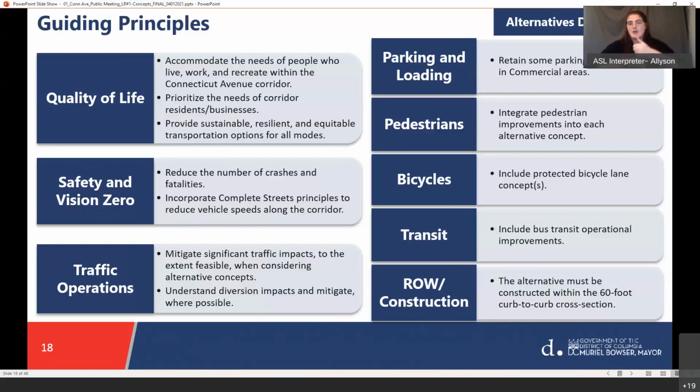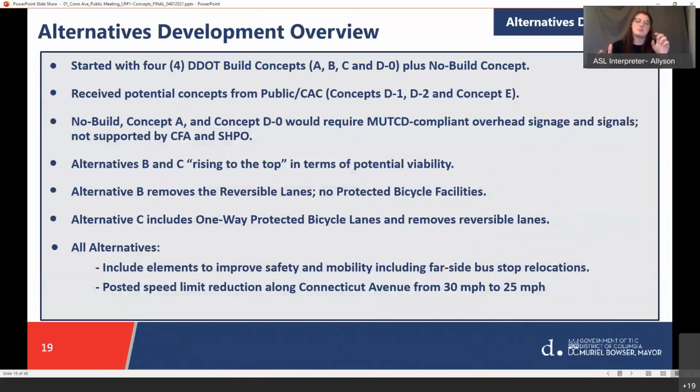So I want to give you a little idea of the alternatives that we've developed so far and what we've found. DDOT started with four build concepts, A, B, C, and D0, plus a no-build concept. We received potential concepts from the public and our community advisory committee, and those concepts are concepts D1, D2, and concept E. The no-build concept, concept A, and concept D0 would require MUTCD compliant overhead signage and signals. And this is not supported by the Commission on Fine Arts and the State Historic Preservation Office.